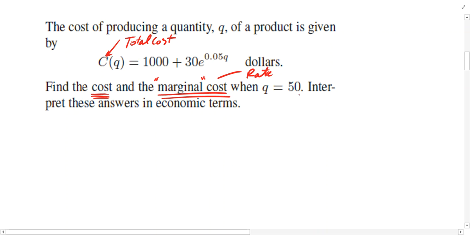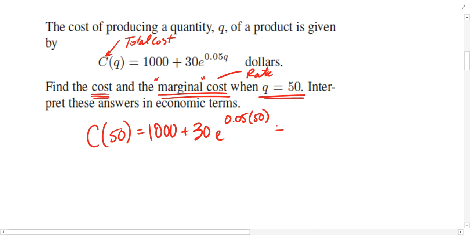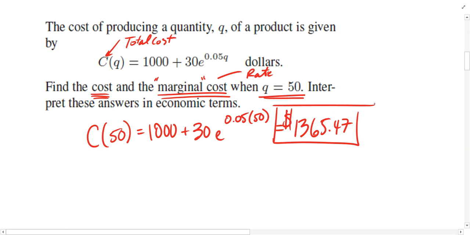But first, finding the cost when Q is equal to 50. What's the total cost to produce 50 of these items? We would simply use the function and calculate C at 50. And here's the setup and the result off the calculator. $1,365.47. So whatever these products are, if I try to produce 50 of them, the cost would be about $1,365.47.